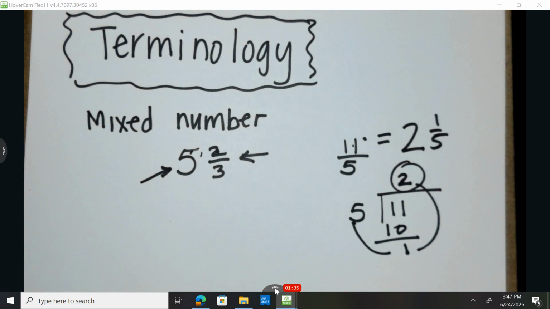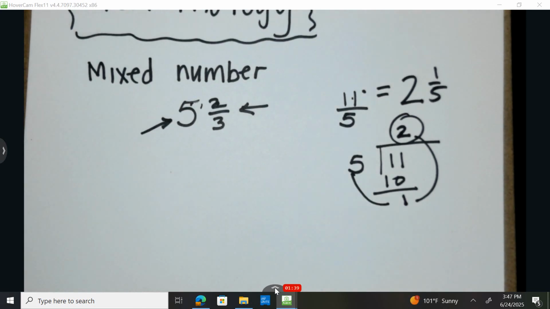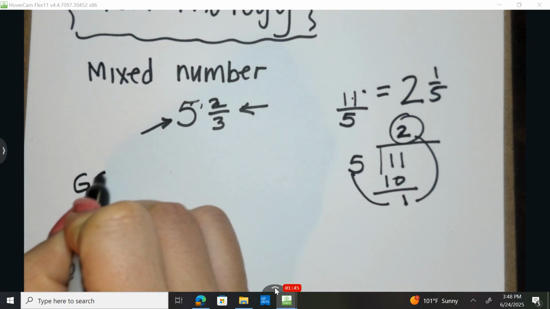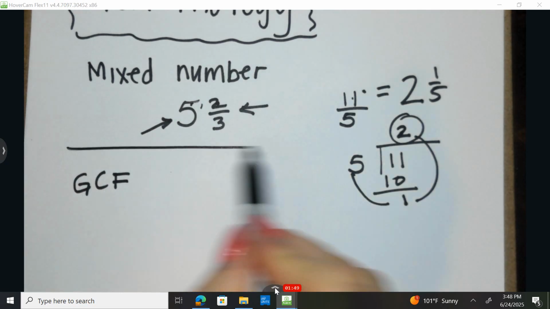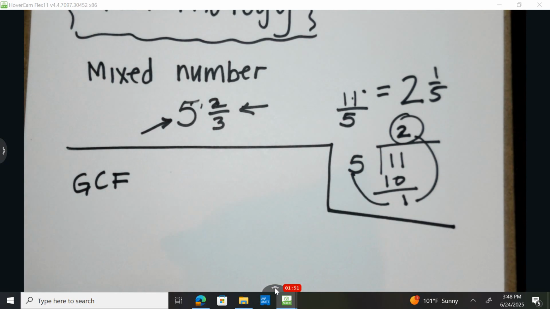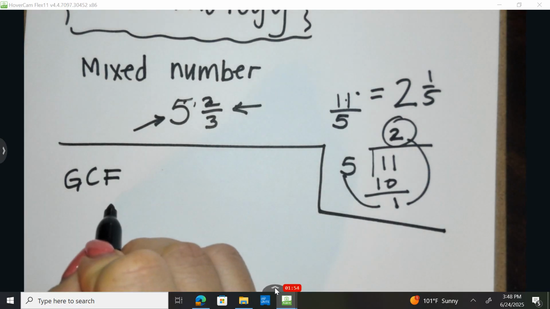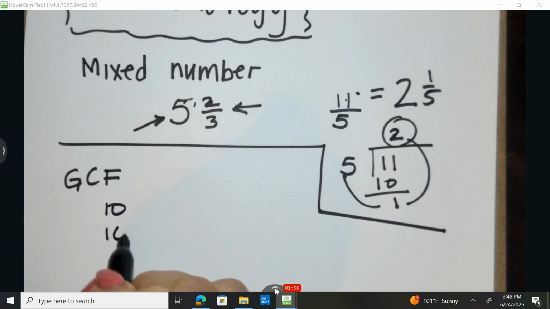Then we moved on to reducing, also known as simplifying fractions. And in the last lesson, we talked about greatest common factor, also known as GCF as an acronym. So GCF, let me just go right over here. Let me do a very simple one. Let's do the GCF of 10 and of 16.